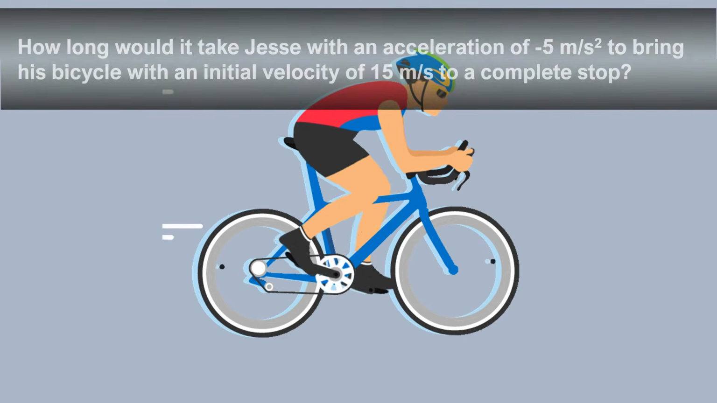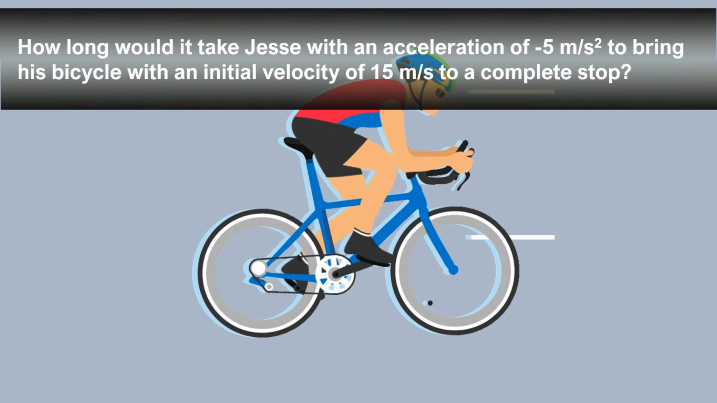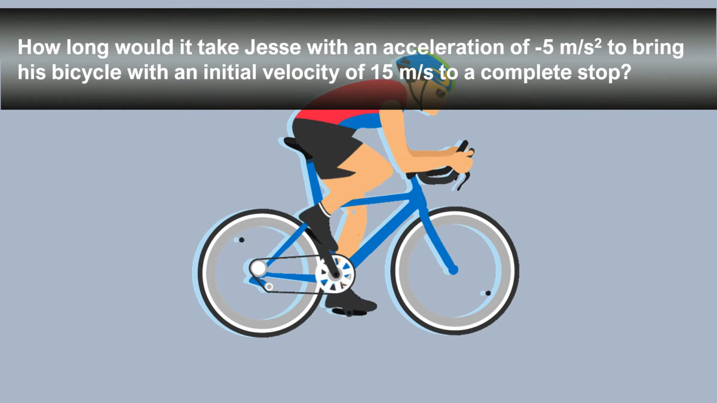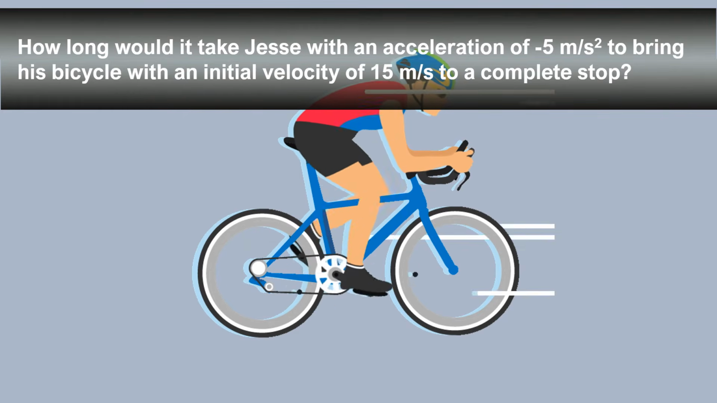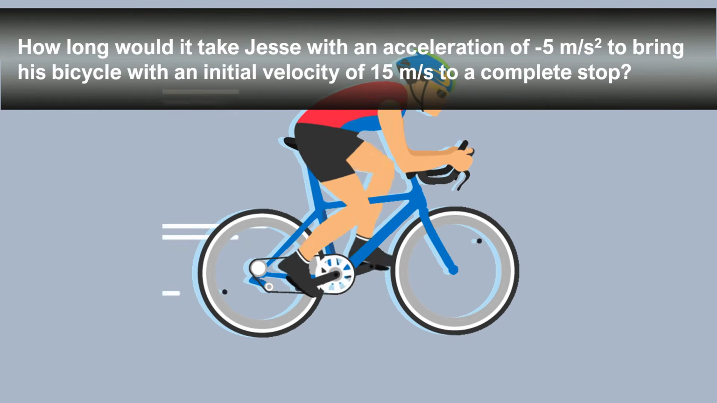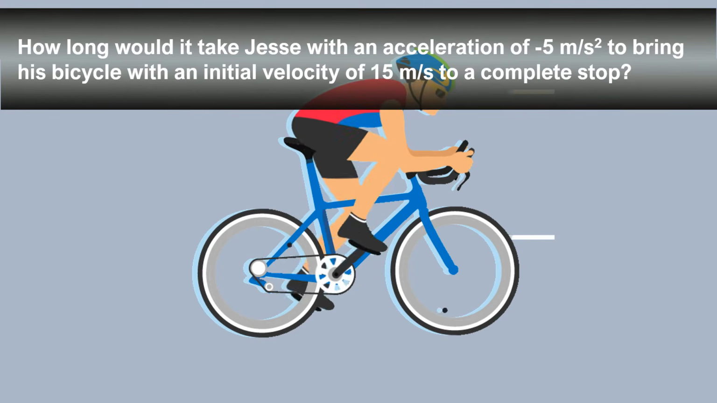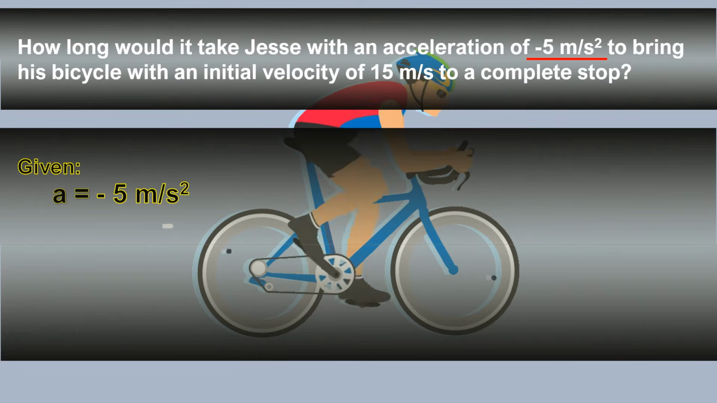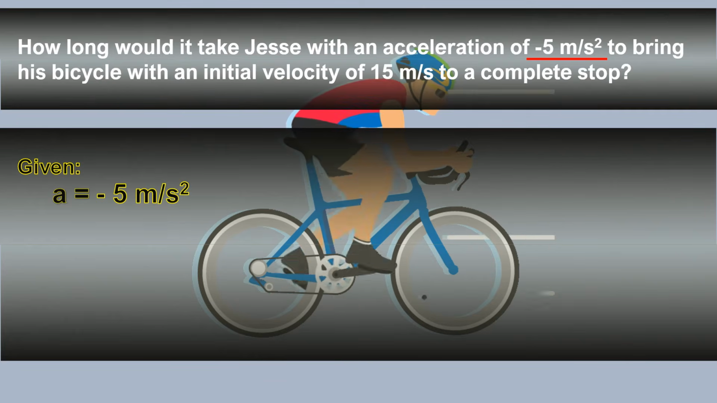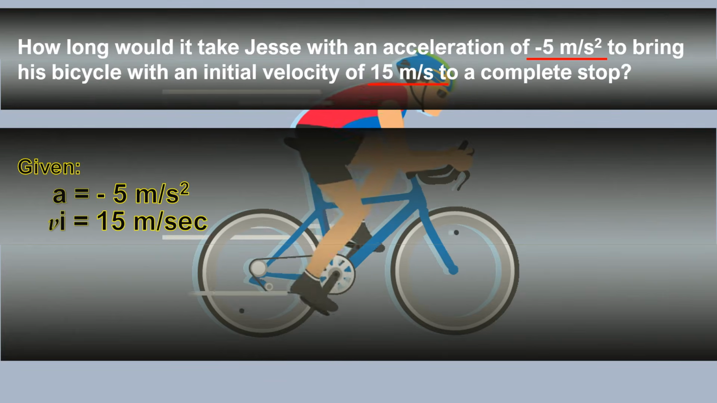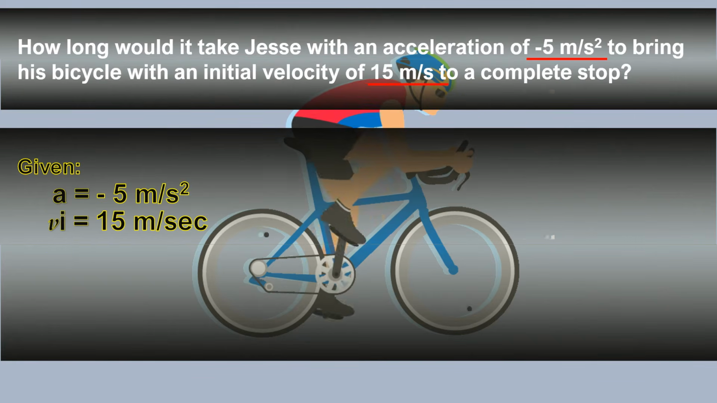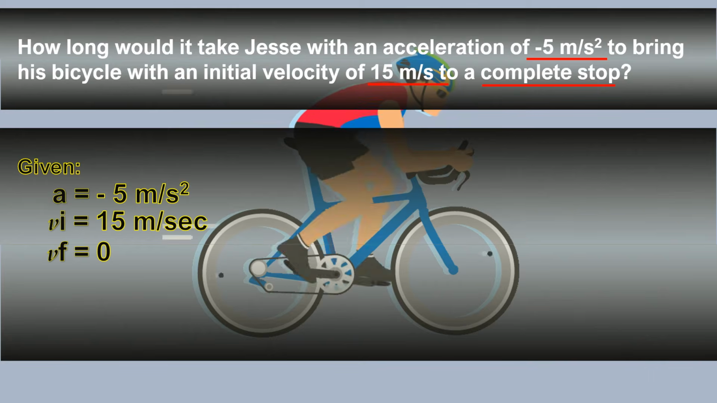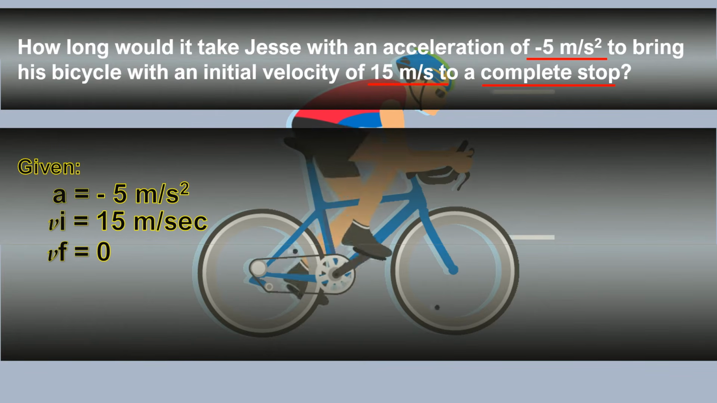2. How long would it take Jesse with an acceleration of negative 5 meters per second squared to bring his bicycle with an initial velocity of 15 meters per second to a complete stop? Again, look for the given. We have acceleration, which is negative 5 meters per second squared, initial velocity of 15 meters per second, and final velocity of 0. Bakit 0? Because of the complete stop.